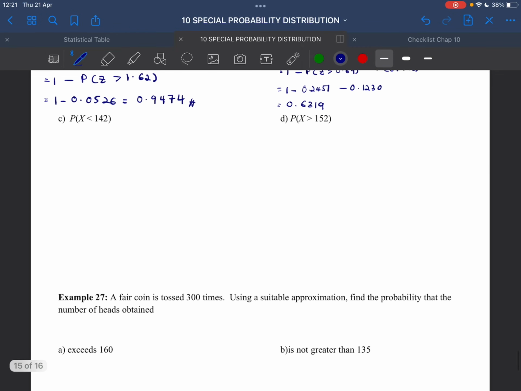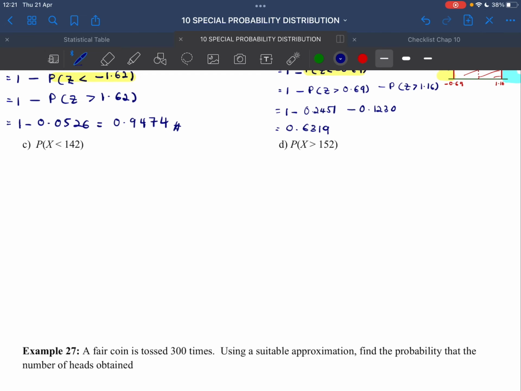Okay, so let's try two more questions here. P(X less than 142). So we have to do CC first. Draw the number line, 142. 142 is not included, less than 142. So start with 141, 140, 139 and so on to the left. So it will look like this. The line here is after 141. You have 142 here, but 142 is not included because there is no equal there. So the number here will be 141.5.